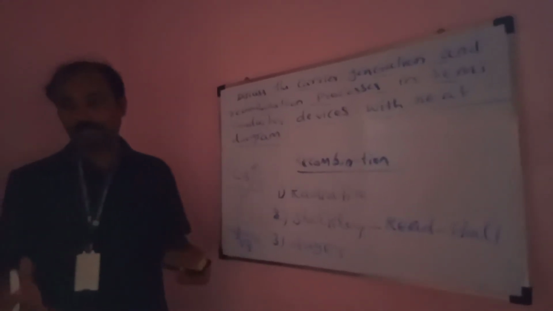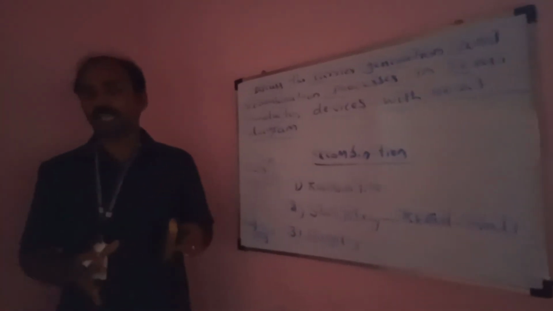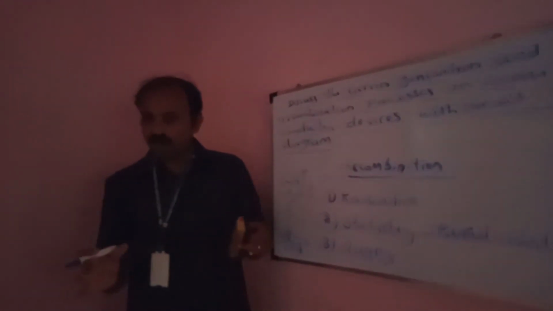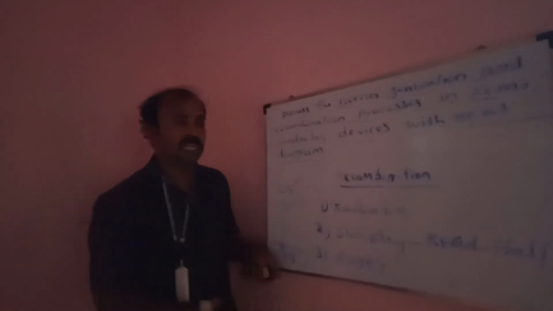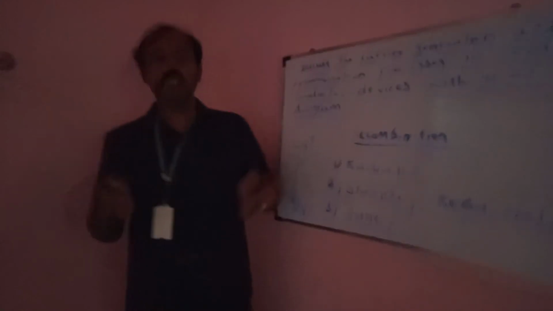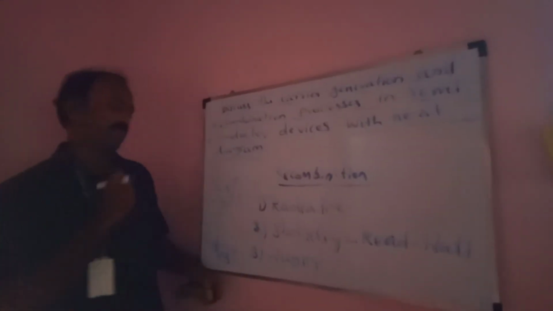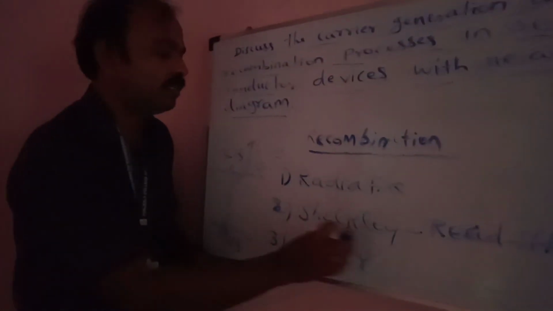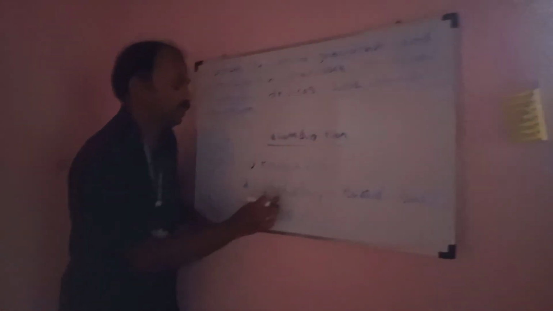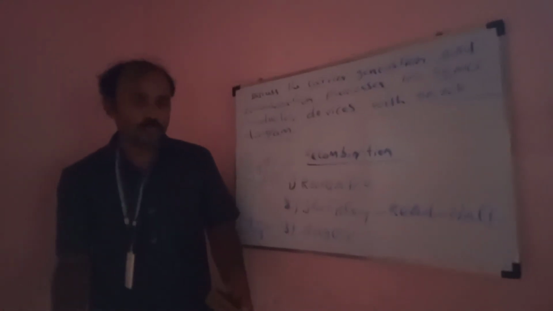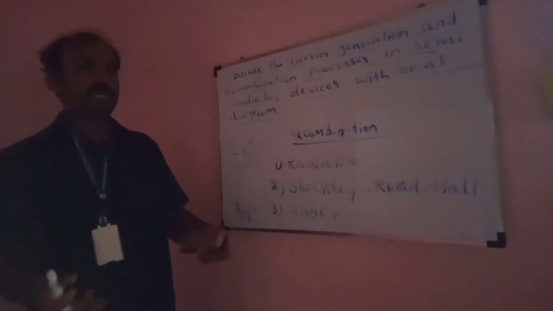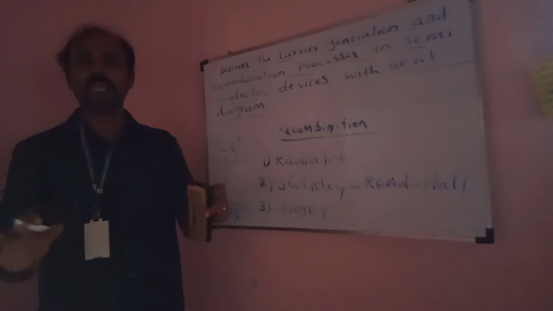Then another important question: why is recombination classified into three different types? The Auger recombination takes place only in heavily doped semiconductors. Then what about Shockley-Read-Hall recombination? This method takes place exclusively for impurity, that means extrinsic semiconductors. And radiative recombination takes place for normal semiconductors. So that's why recombination is classified into three types.